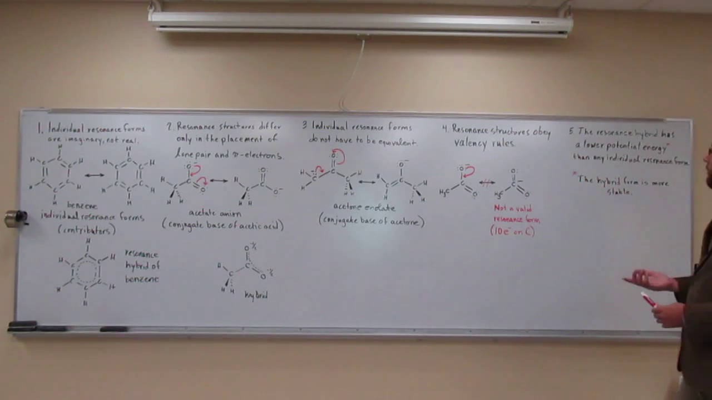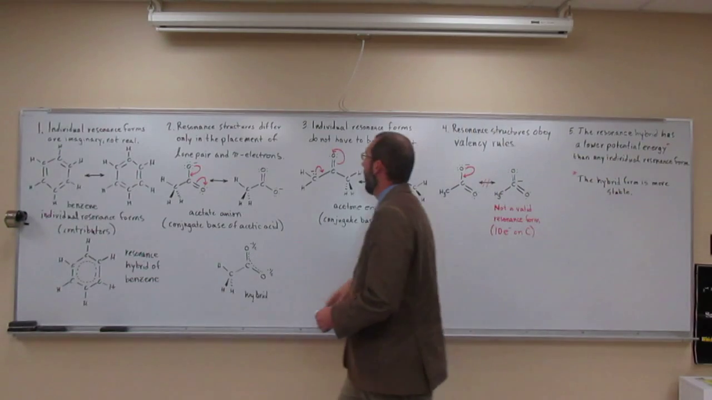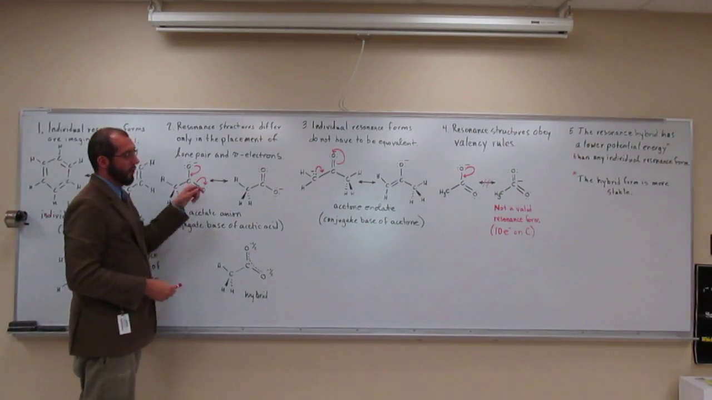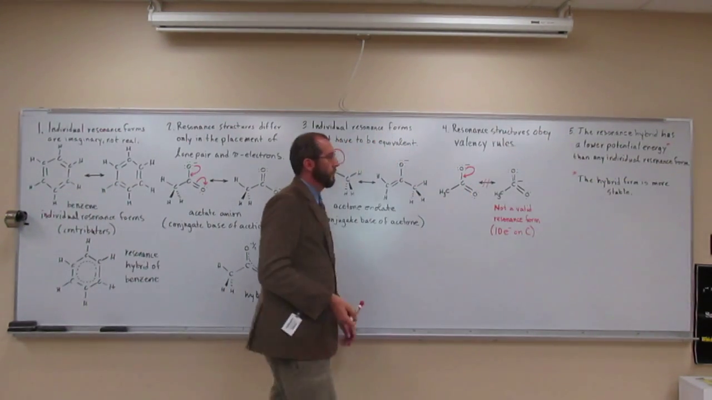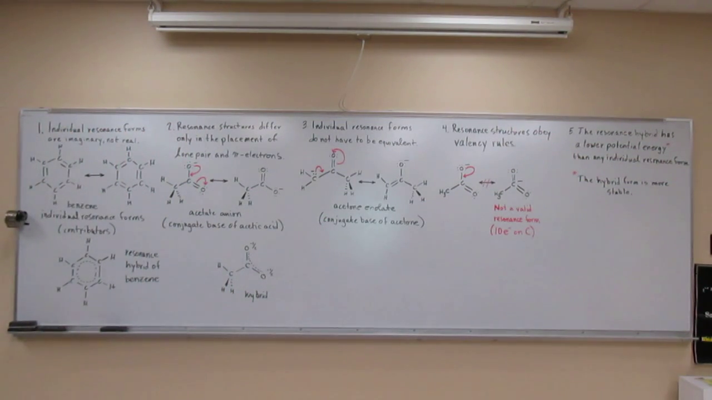So in order to create a valid resonance form, you would have to do exactly what we did over here, which is to move that second set of electrons, from the pi bond, and move them over to the oxygen. Okay? So hopefully everybody understands this.